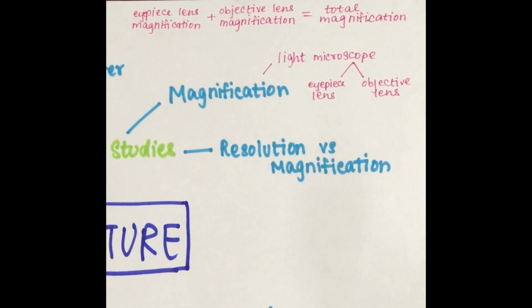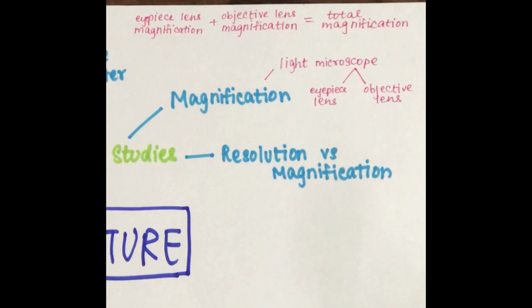Another thing I would like to add is that light microscope has two types of lenses. One is an eyepiece lens. It usually has a magnification of 10, and then it also has objective lens, which is a series of 3 objective lenses with different magnifications. So now this comes in handy when we are calculating magnification. There's a formula: eyepiece lens magnification plus objective lens magnification is equal to the total magnification. So this is what gives us the magnification of the specimen.